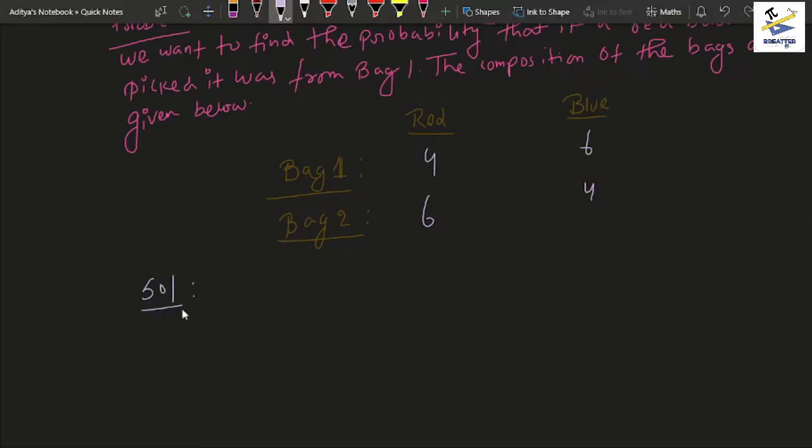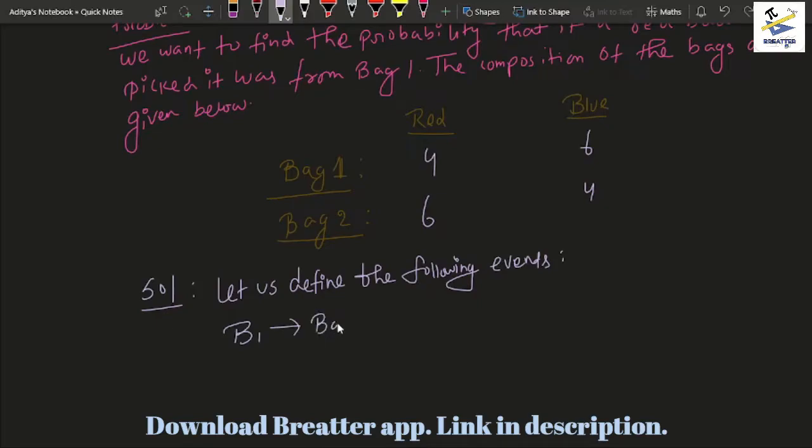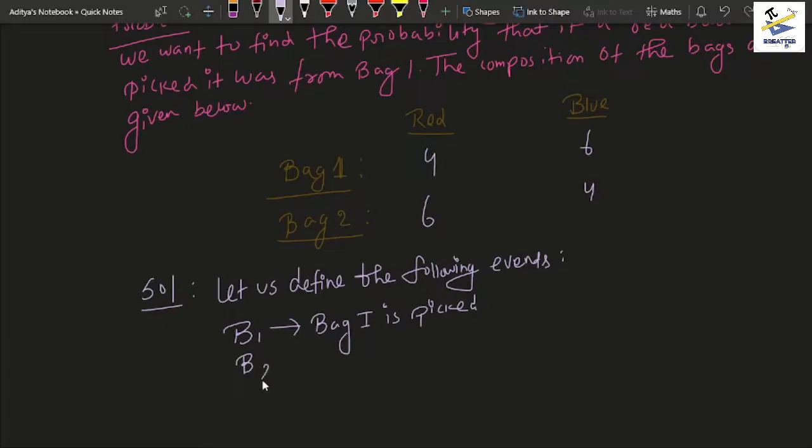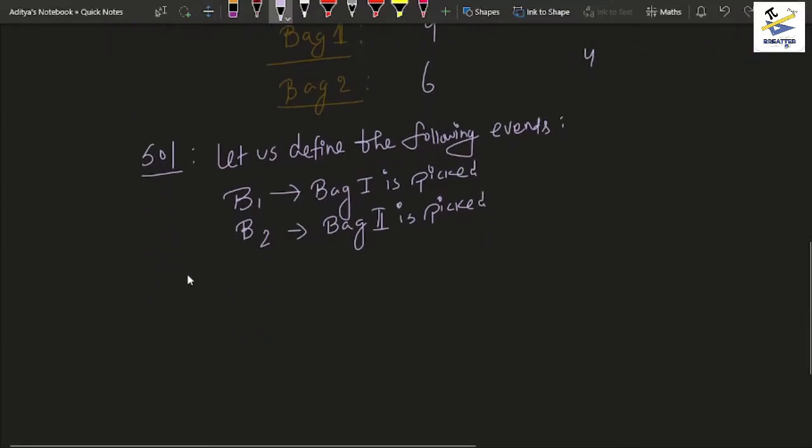It is always helpful to name the events because you are going to use them in your formulas and you need to define them. So let us define the following events. So B1 would refer to bag 1 is picked, B2 would refer to bag 2 is picked, and R will refer to red ball, that is a red ball has been picked, and B will refer to a blue ball has been picked.